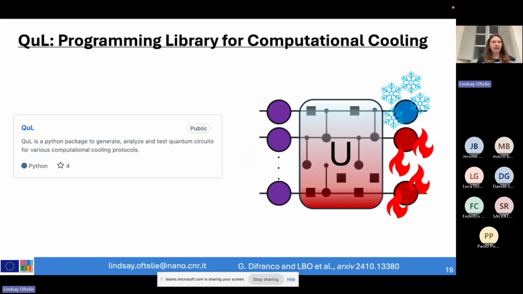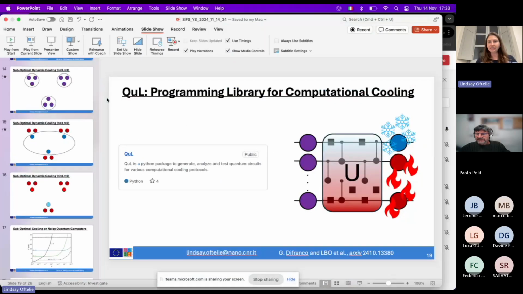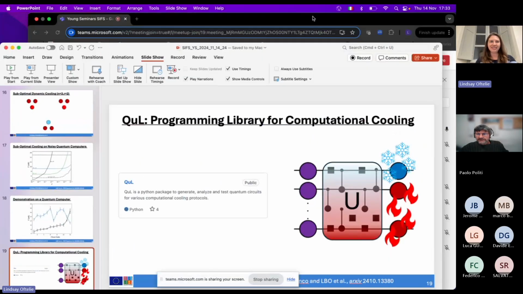So I see I'm at my time now, so I'll just finish by saying we developed a programming library called Cool for generating these cooling circuits. It's open source, available on GitHub if you're interested in playing around with this. So with that, I will conclude and happy to take any questions.